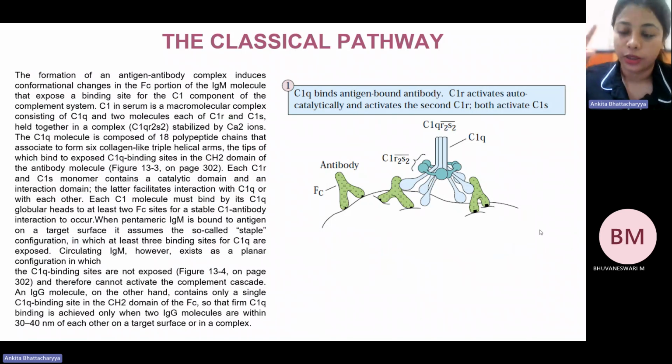The tip of that, or the globular head domain from those molecules, is able to bind to the CH2 domain of the antibody. Each C1R and C1S monomer again contains a catalytic domain and an interaction domain, and that facilitates its interaction with C1q to at least 2 Fc sites for a stable C1 antibody interaction to occur. Now, when pentameric IgM is bound to antigen, it assumes that staple configuration, which exposes 3 binding sites. However, in circulation, it is present in the planar configuration where those sites are not exposed. And like we said, the IgG molecule is much less efficient at doing the same job.